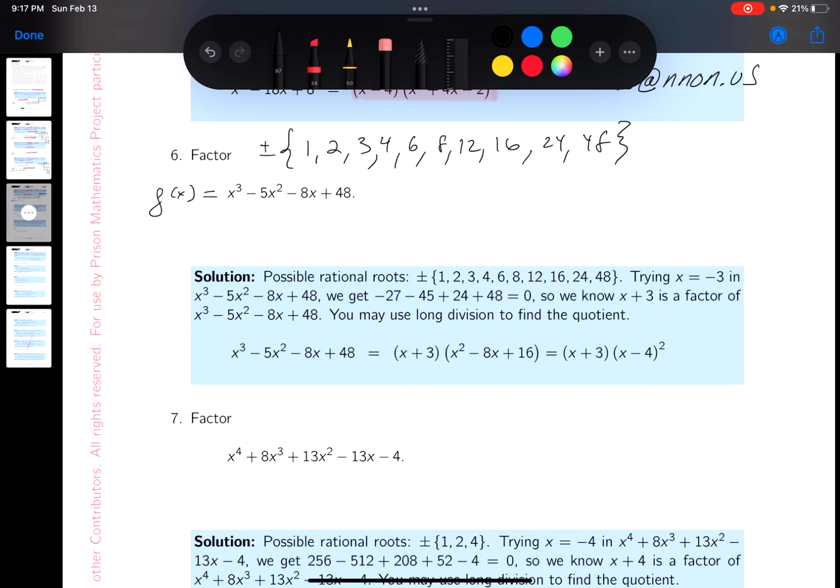You get 1 minus 5 minus 8. There's no way. Minus 1's not going to cut it either. Then you go on to 2. A little more challenging for me. You get 8 minus 20 minus 6. That's not going to cut it either. Minus 2 is not going to cut it.